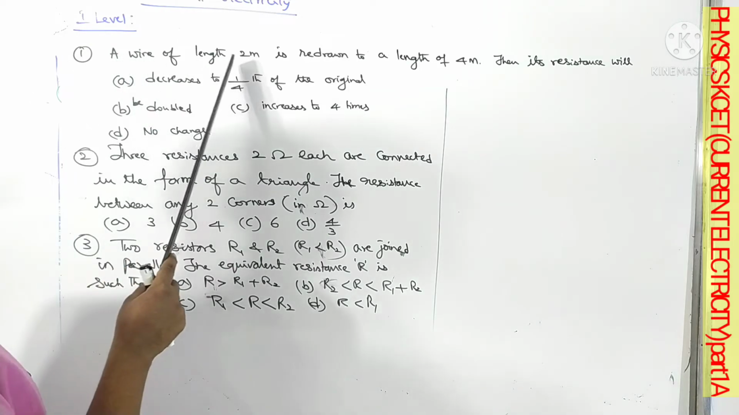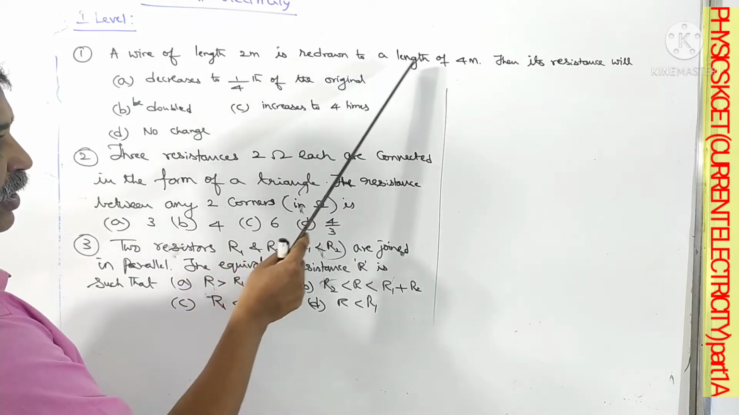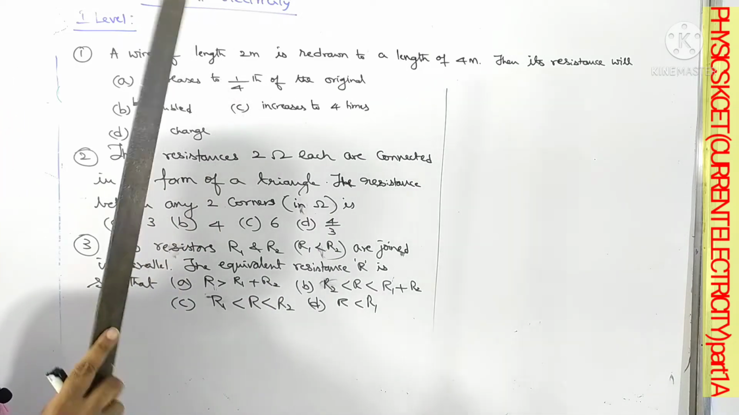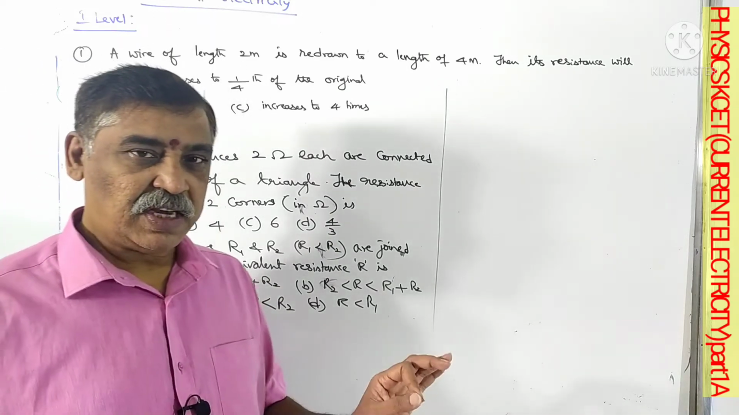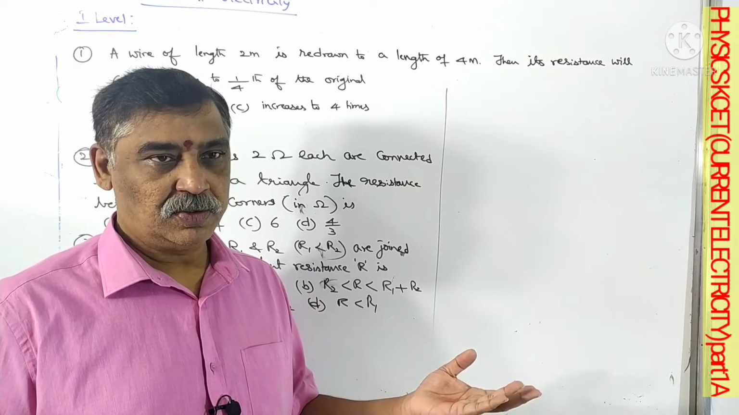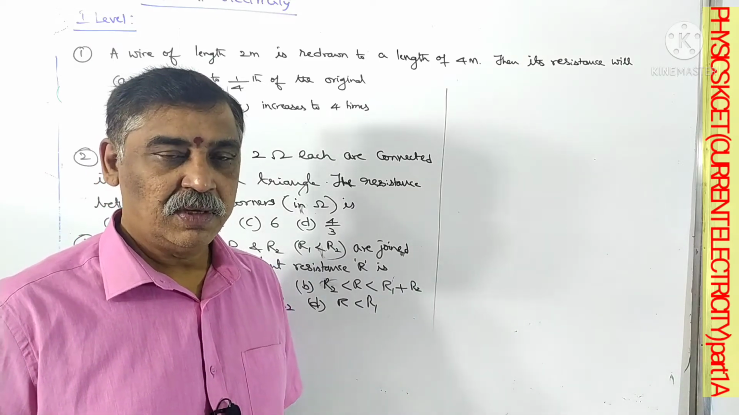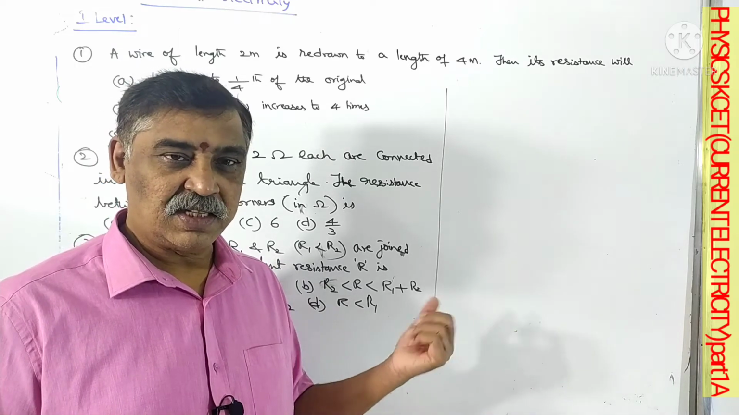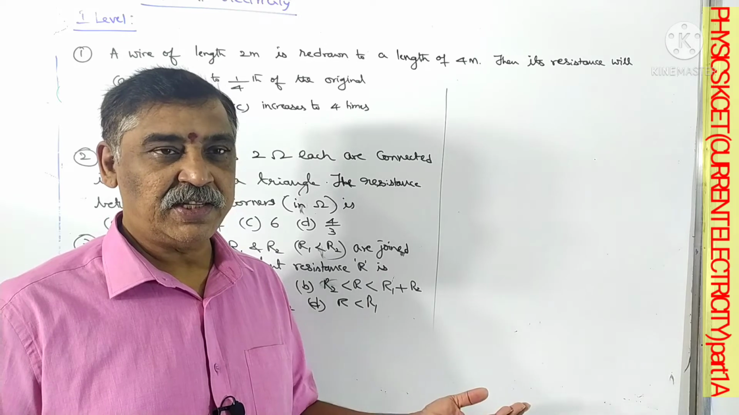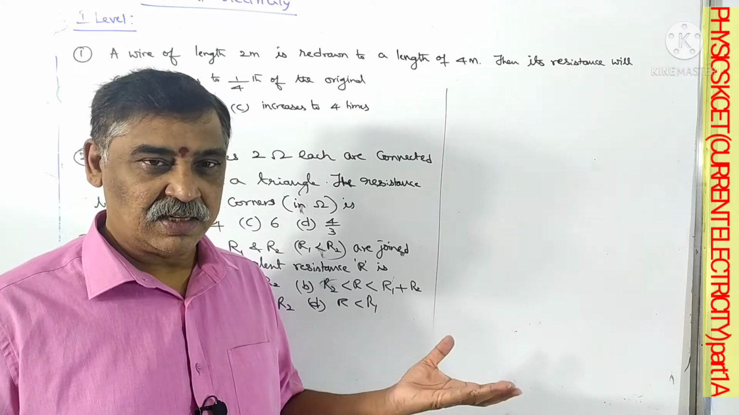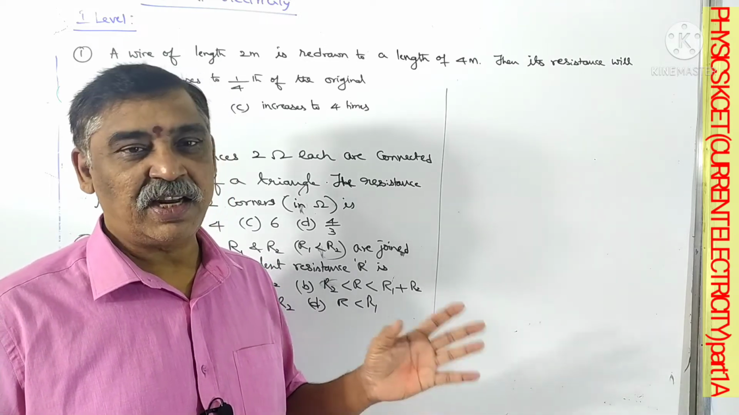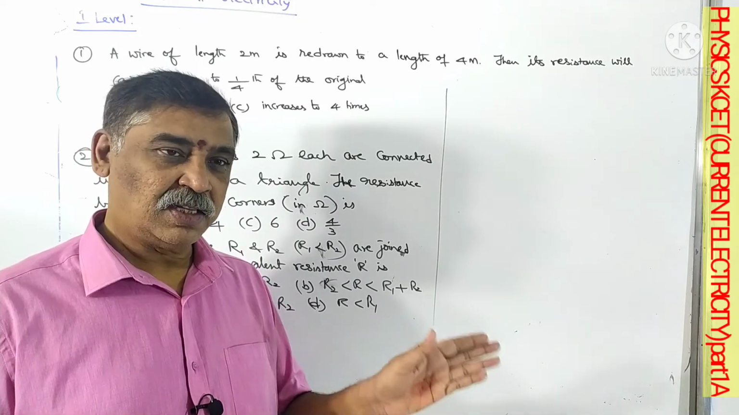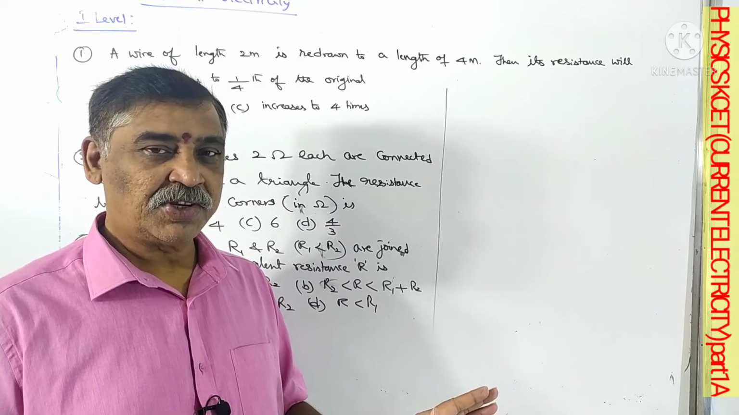A wire of length 2 meter is drawn to a length of 4 meter. Then its resistance will, 4 options are given. So, the given wire is stretched to a different length. Naturally, there will be an increase in resistance because there is a change in length and a decrease in area. Resistance is directly proportional to length. Resistance is inversely proportional to area of cross section.